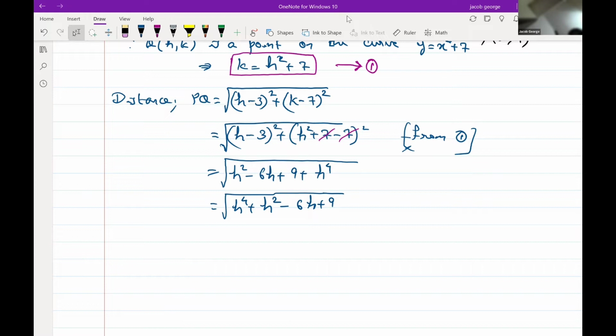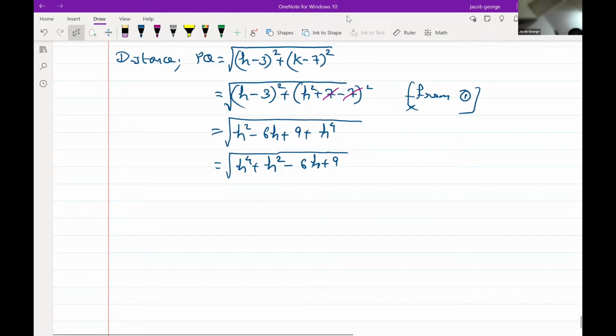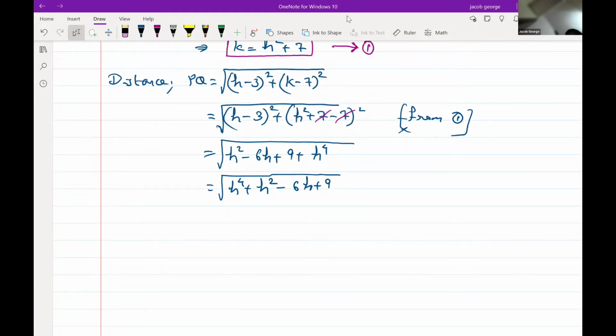Then after writing the distance PQ, we will square this step, because this is a root function. It is very difficult to do the derivatives after this step. So to avoid that difficulty in doing the derivative, we have to square on both sides. We have done the same step in a few questions, squaring on both sides, and that squared function is to be taken as f of h. So the next step is squaring on both sides.